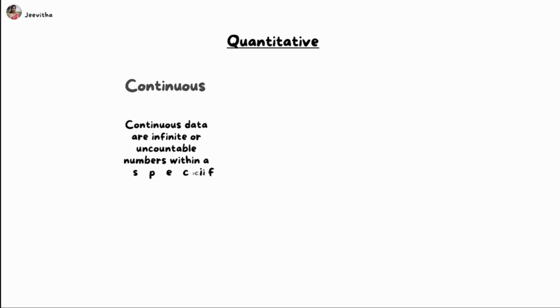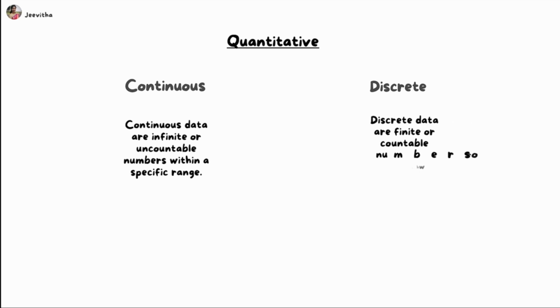Quantitative is classified into two different types. The first one is continuous data. It's a numerical data which has infinite or uncountable numbers within a specific range. Measurable quantities basically come under continuous data. The next type of data is discrete. Discrete data are numerical data which are finite or countable numbers. It is also called whole numbers. So that is basically discrete.